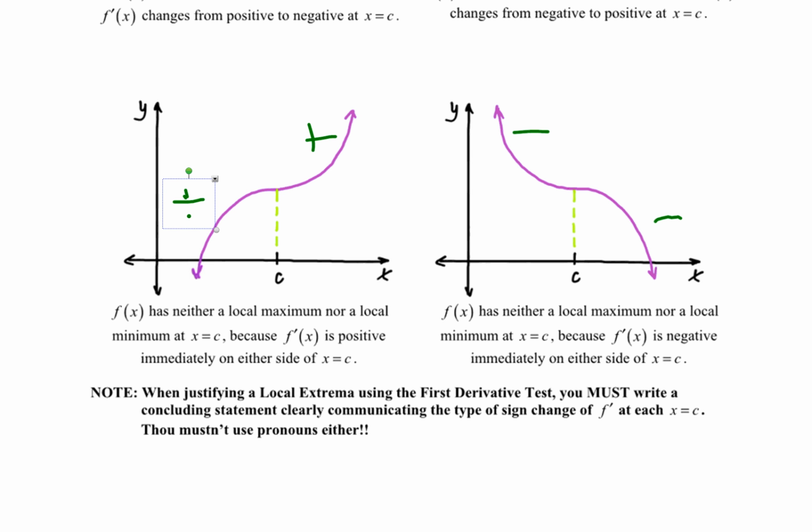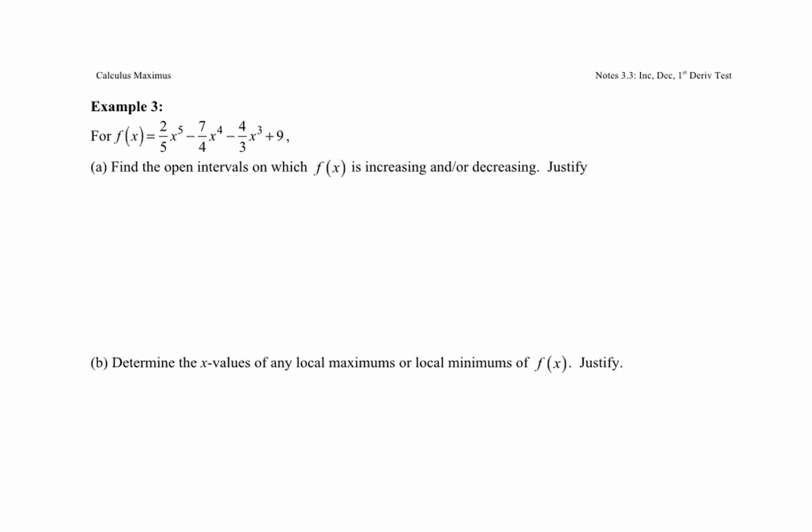Okay, so the important thing is being able to answer these and write them out in the correct way. A lot of people forget the justification part, but you'll lose all the points for it if you don't justify what you're doing. So let's look at example 3. Find the open intervals on which f is increasing and or decreasing and justify.